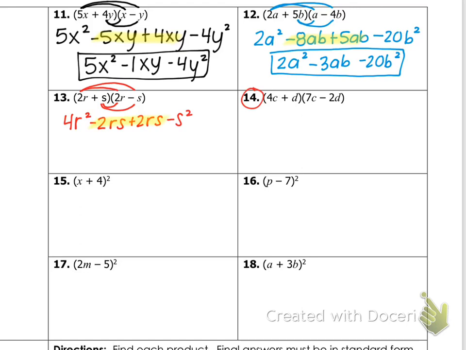We're going to combine the middle two. Notice that one's a positive and one's a negative, and they both have rs's, so those are going to cancel out. And we have 4r squared minus s squared.